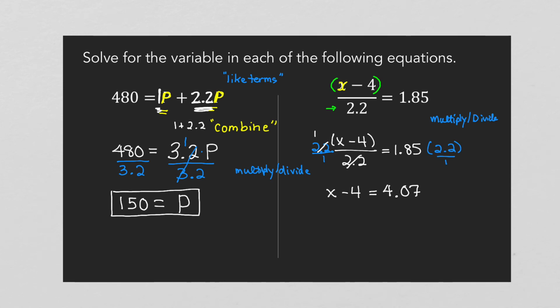And now we finish, and the way we do that is to isolate the x, we have to get rid of the minus 4, so we're going to need to add 4 to both sides, and if I do it to the left, I'm going to do it to the right. So I'm adding 4 to the right, and that's giving me the final answer on the left of x plus 0, or just x equals, and on the right, 4.07 plus 4, or 8.07. If we take 8.07, subtract 4, and then divide by 2.2, we should get 1.85.